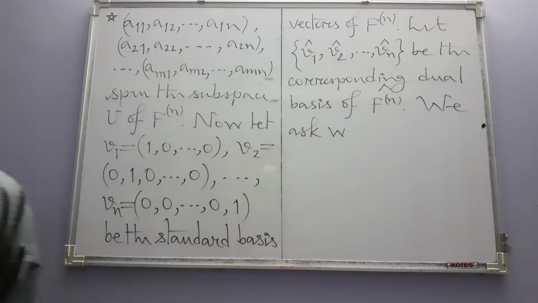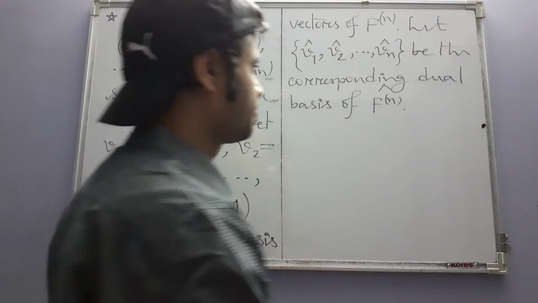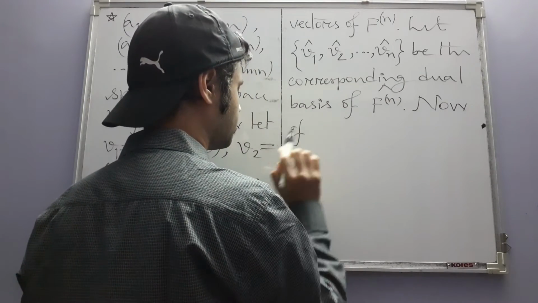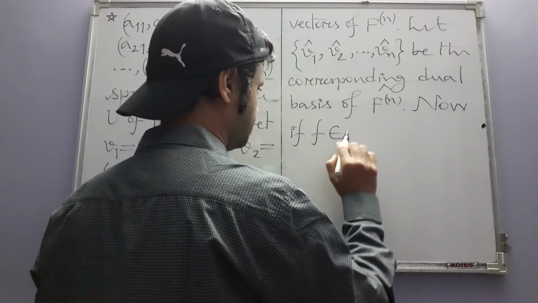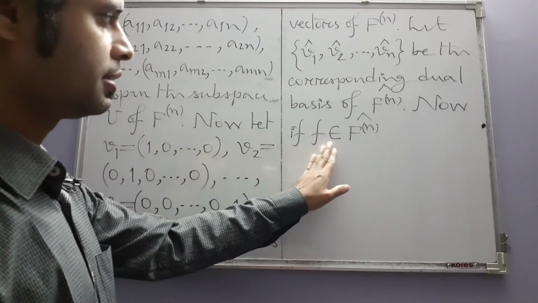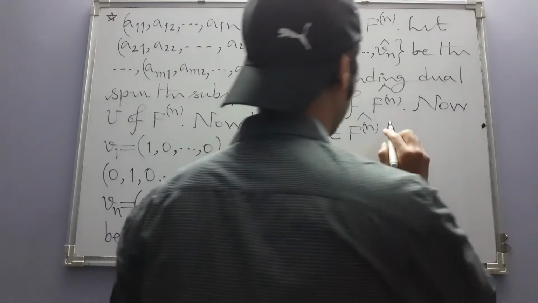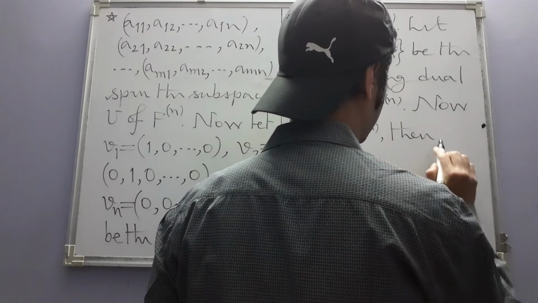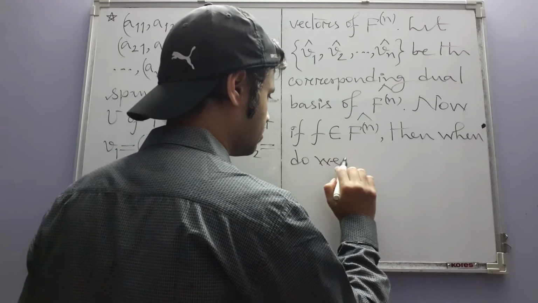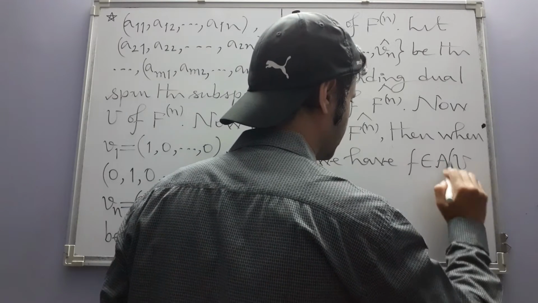Let me write it like this. Of course, we are asking who else will ask. Now, if f belongs to this, that means if f is a linear functional on Fn or an element in this dual space, then when do we have f in the annihilator of U?